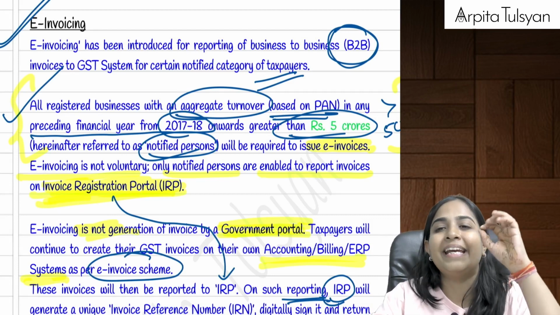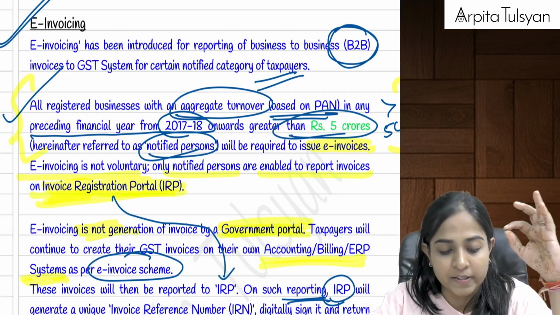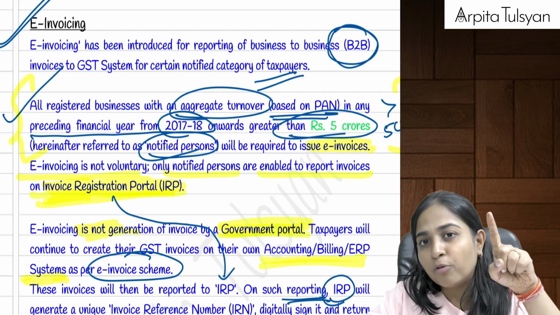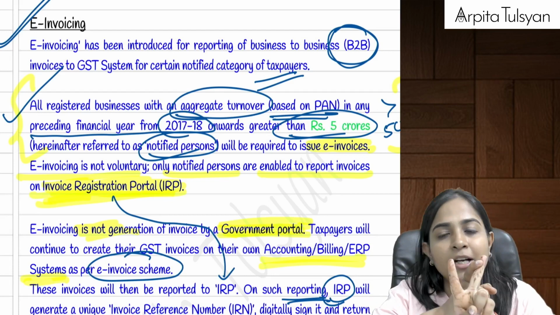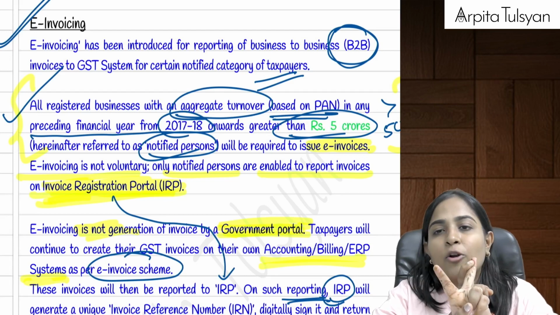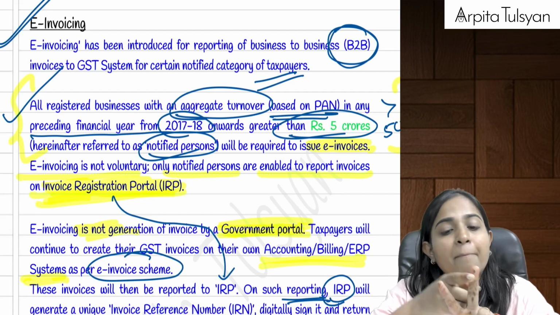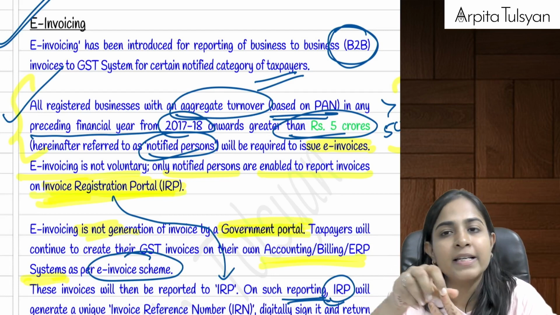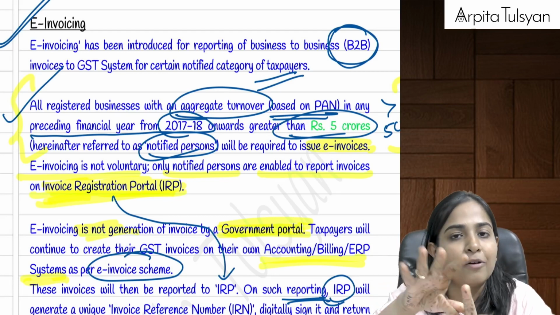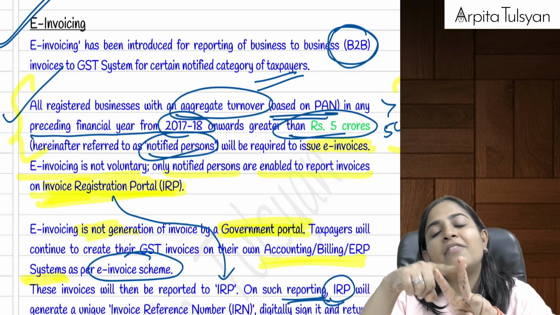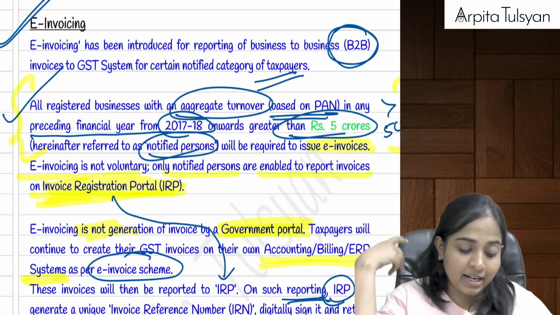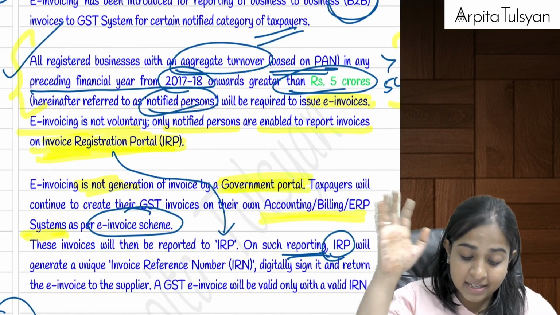then in respect of B2B invoices, in respect of B2B supply and in case of export, only in these two cases. See, export is done to an unregistered person, so those are normally considered as B2C, but for the purpose of e-invoicing, provisions are applicable for exports also. So whenever we are doing any supply to B2B and whenever we are doing any export supply, at that time we are required to issue e-invoice, that is mandatory.